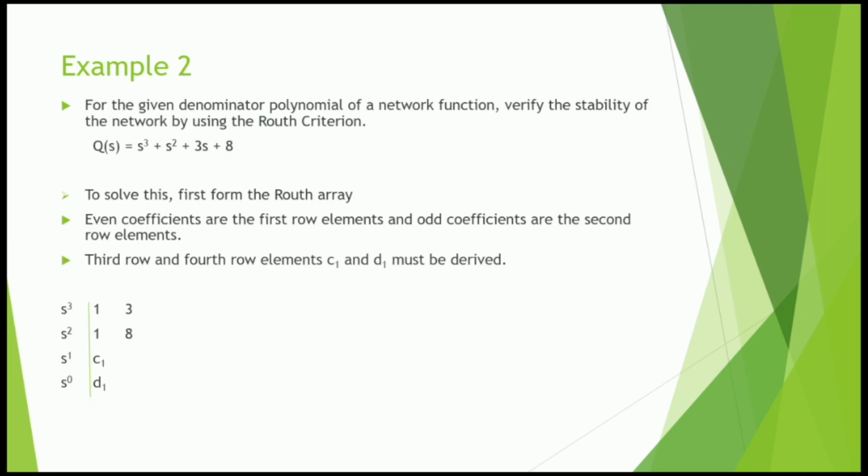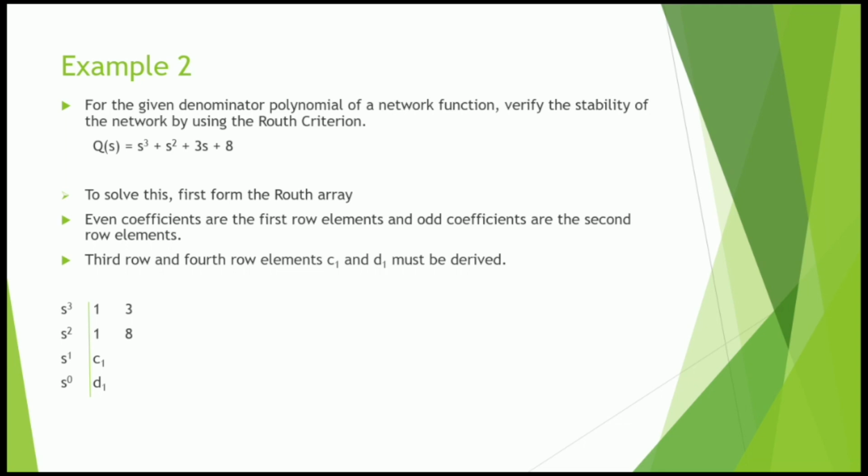Now we can see another example. In this case, the denominator polynomial is given by q of s equal to s cube plus s square plus 3s plus 8. In this case also, the order of the system is 3. Therefore, there are 4 rows in the Routh array. Then first we form the Routh array.